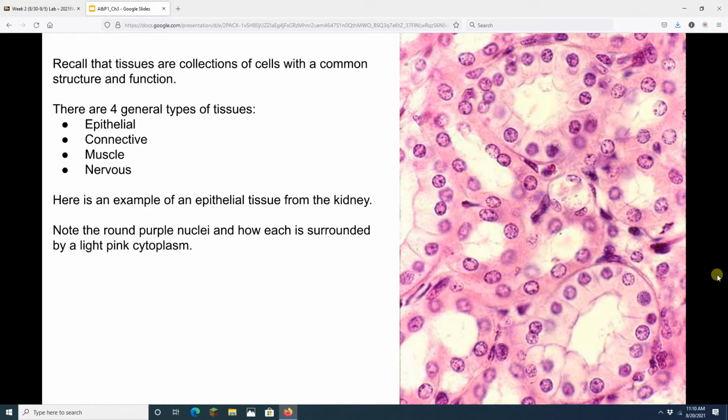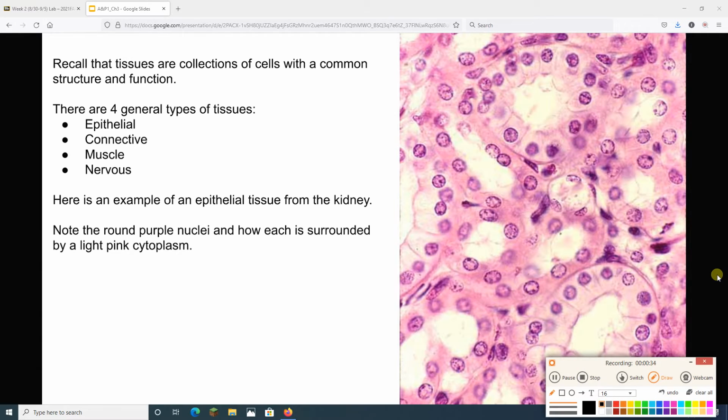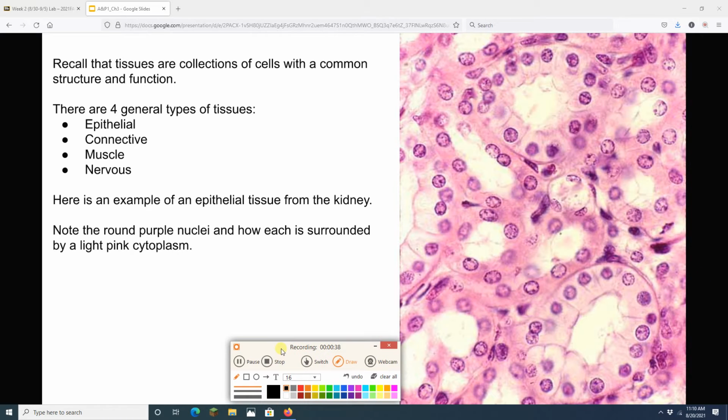Now, I want to begin by just reminding you that a tissue is a group of cells with a common structure, common function. And there are 4 basic general types of tissues. There's epithelial, connective, muscle, and nervous. And remember, epithelial is your covering and lining. Connective is going to bind and support. Muscle is all about movement. Nervous is all about control.